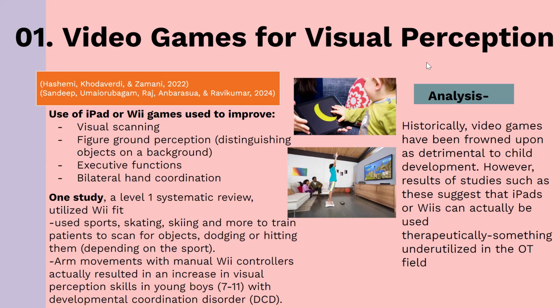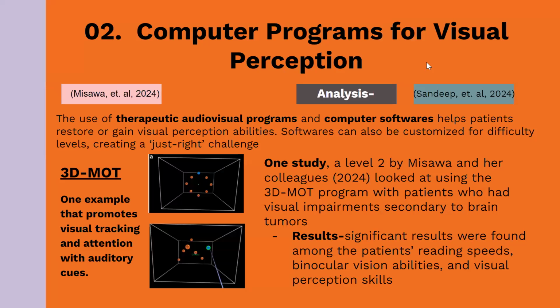And since it's a level one, this is pretty statistically significant and sound. The next overarching theme is computer programs for visual perception. With the analysis, it's the use of therapeutic audiovisual programs and computer software, which helps patients restore or gain visual perception abilities.